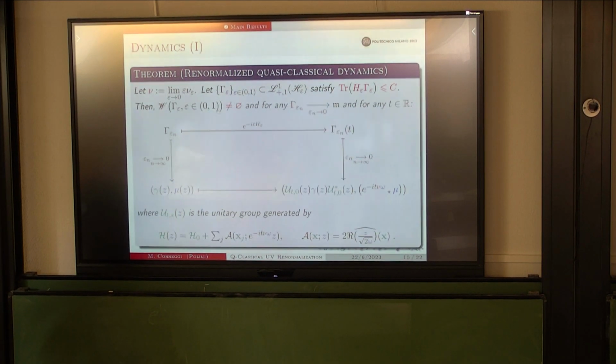Then the first thing you can prove is that the set of limit points is non-empty. So there are quasi-classical measures associated to this sequence, if you like. And for any such limit point, for any vector measure which is in the limit point, you have a commutative diagram in which you start from the full quantum state for your system, actually the subsequence gamma epsilon n. And then you can do two things. Either evolve with the renormalized Nelson Hamiltonian, and you get time t, so that's the usual dynamics.